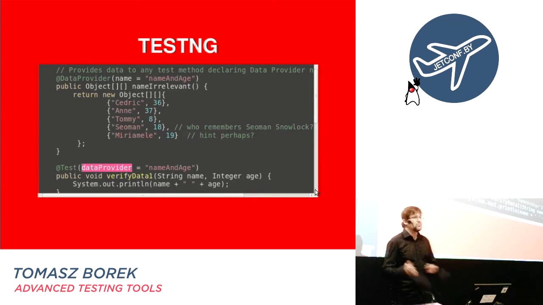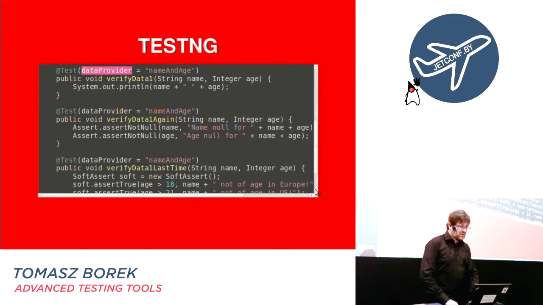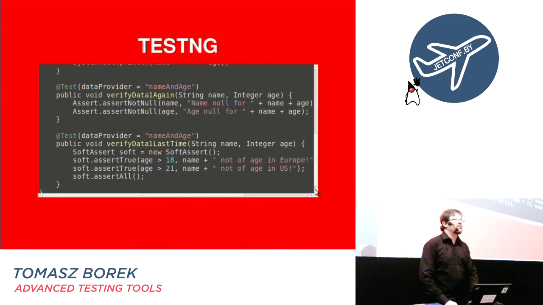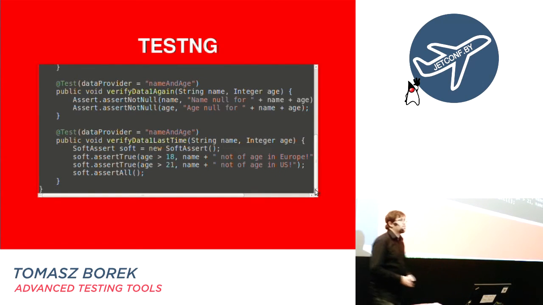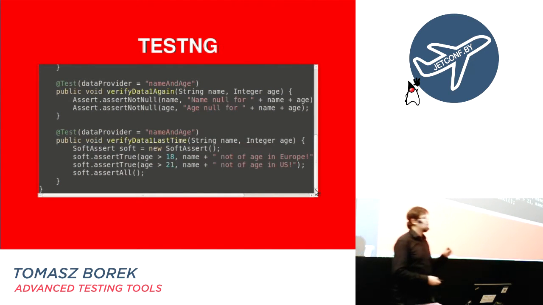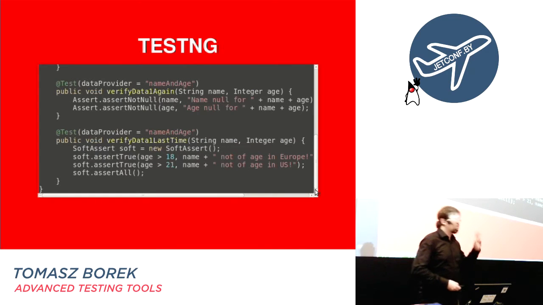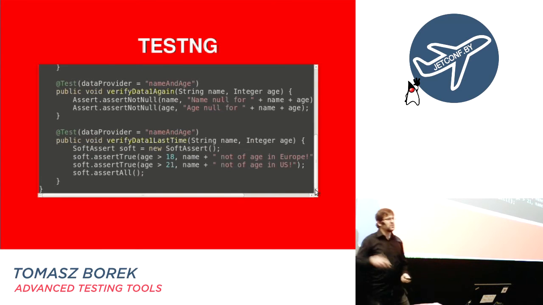Now with that, we are able to run a parameterized test, and we may reuse the data provider for pretty much any test we want. This brings us to another nice feature of TestNG, which is soft assertion. TestNG has soft assertions built in. Hands up who knows what soft assertion is. Okay, so soft assertion is actually sort of a collector.